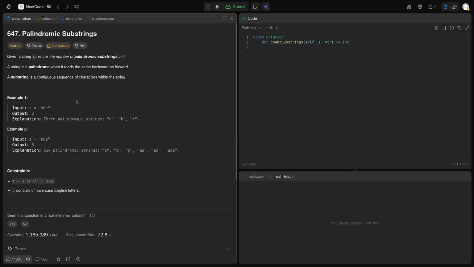Okay, today we got another problem from LeetCode 150, missing like 10 problems: 647, Palindromic Substrings. Return the number of palindromic substrings. Well, it depends on the constraints, because doing an O(n) solution would be tough. And an O(n squared) solution should be pretty easy.